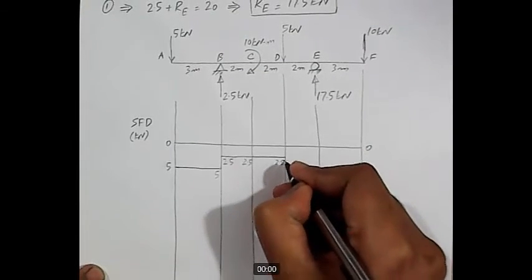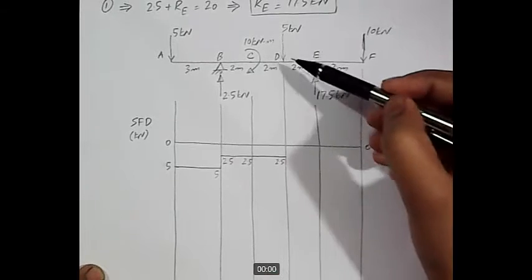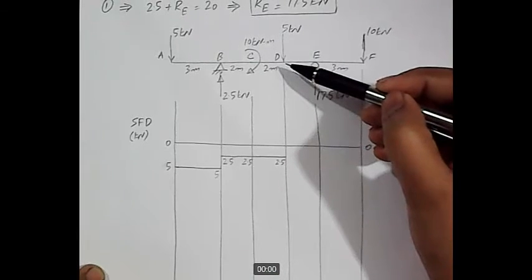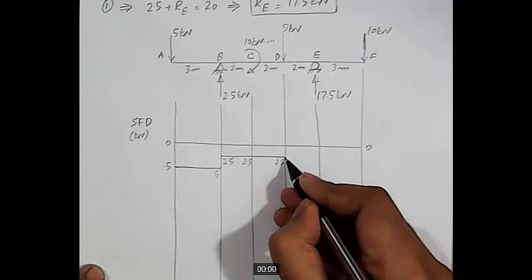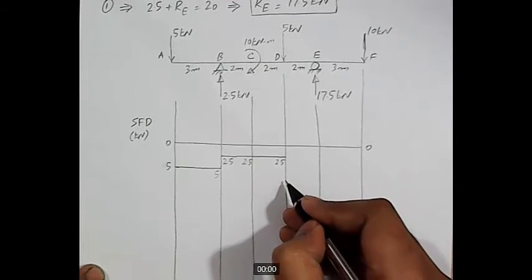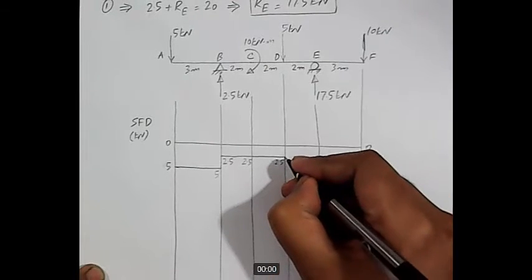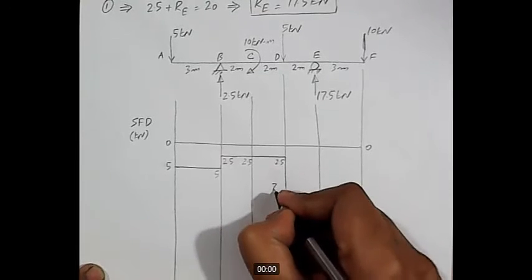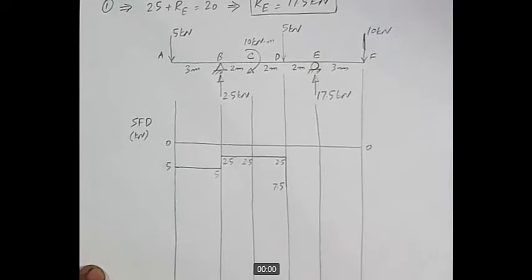And then at point D, what do we have? There is a point load acting in the downward direction with a magnitude of 5. So 2.5 minus 5 will bring us to -2.5... so we reach here, -7.5.